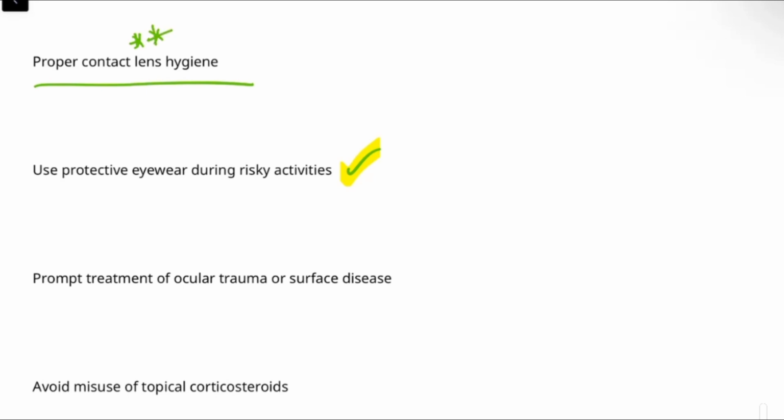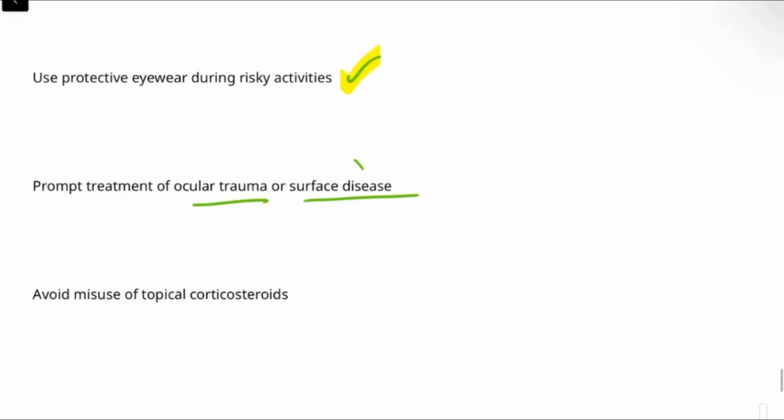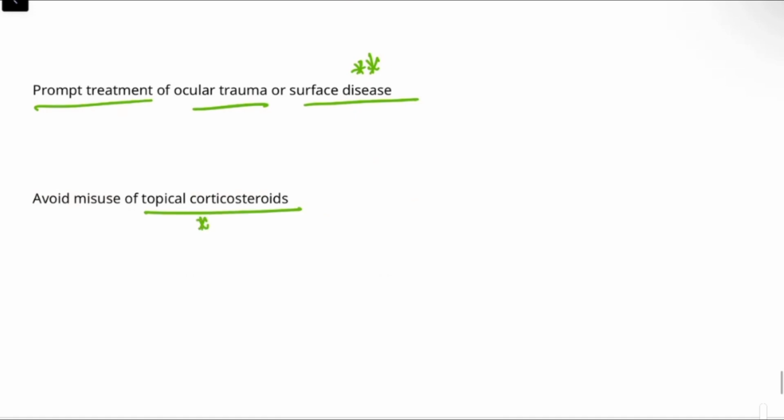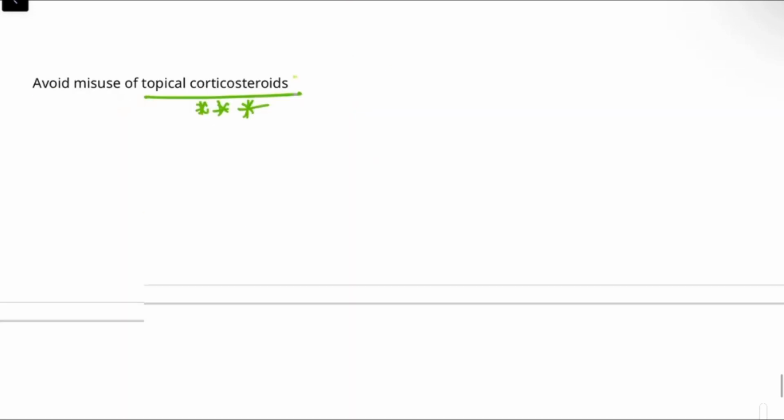So wash your hands before you touch a contact lens and wear it, and don't wear it overnight. All these are protective measures. Other than that, if there is ocular trauma or surface disease, don't neglect it, get prompt treatment. Avoid misuse of topical steroids because this will lead to development of corneal ulcer.